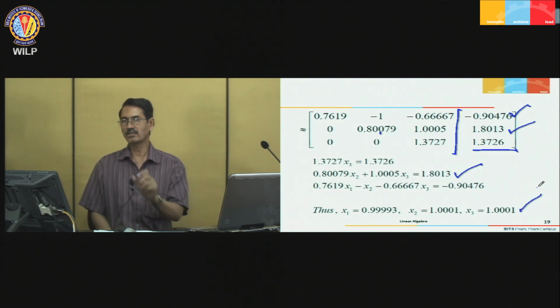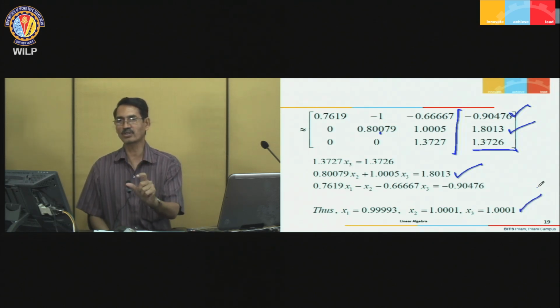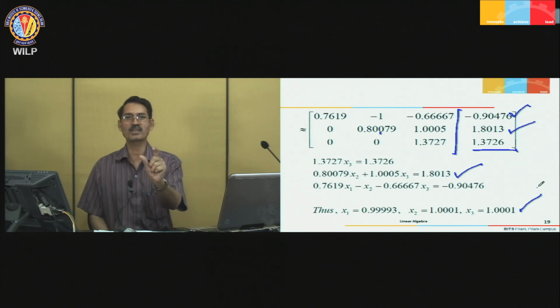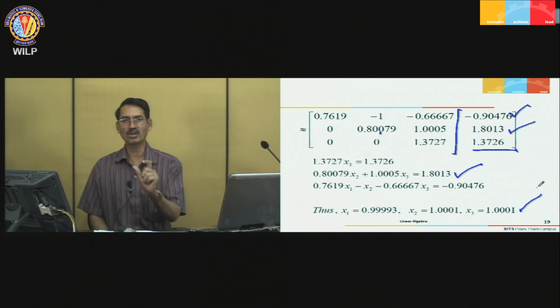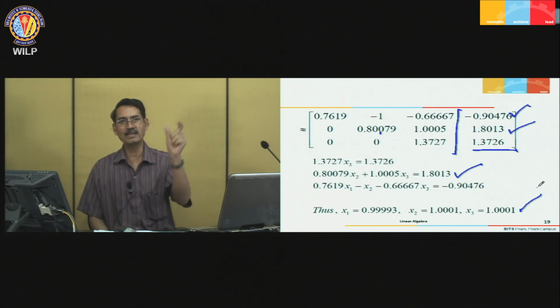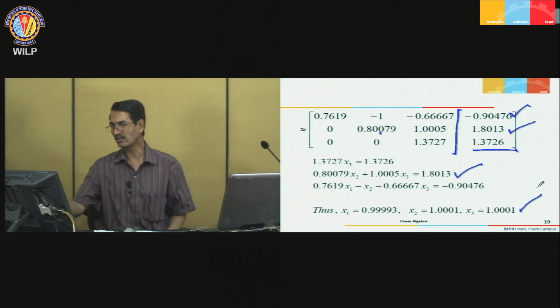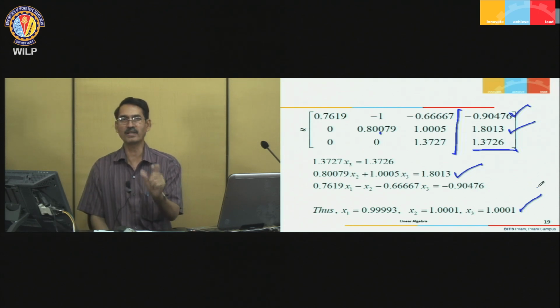Remember that we have seen that the exact solution of this system of equations is 1, 1, 1. We are using here the Gauss elimination method with partial pivoting as well as scaling, and we get the solution. Look at here, this solution is very, very close to the exact solution 1, 1, 1.